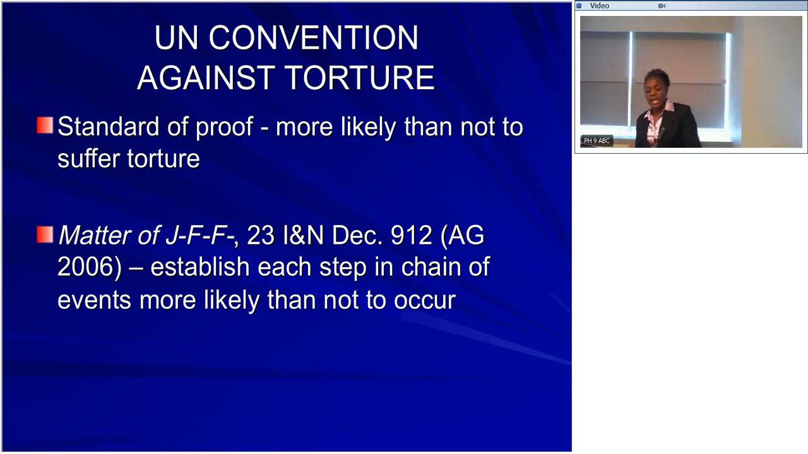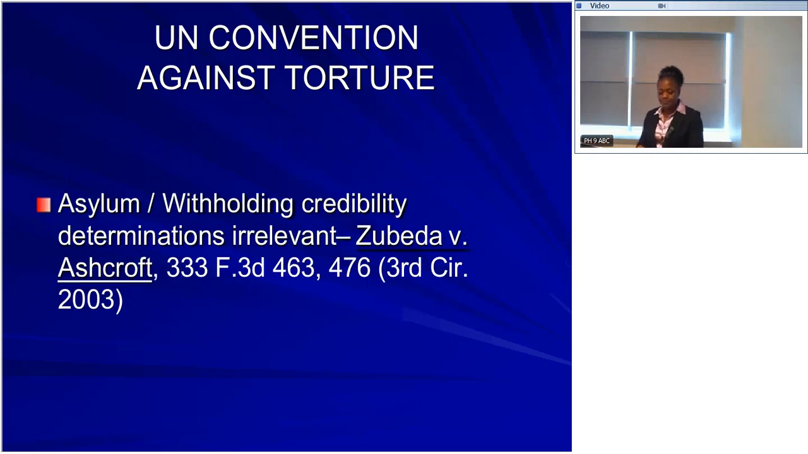Okay, so the standard of proof is more likely than not that you are going to suffer torture. And then this Attorney General case, Matter of J-F-F, essentially says that if there are various steps you need to establish in demonstrating a likelihood of torture, you have to show that each step in the chain meets that standard, that it's more likely than not that each step in the chain is going to occur. Okay.